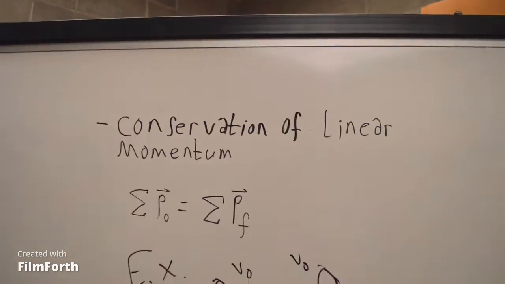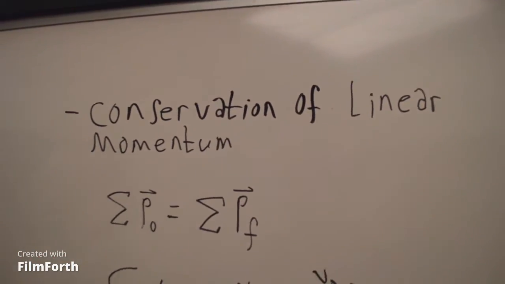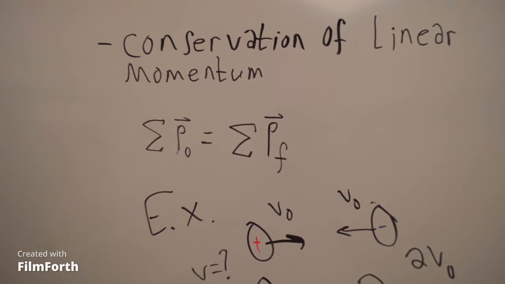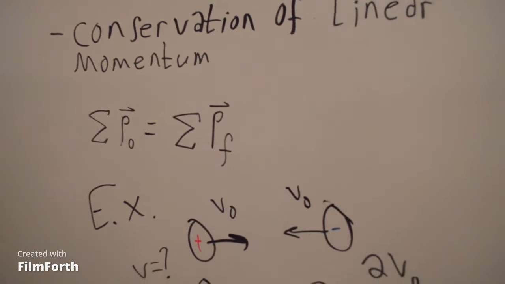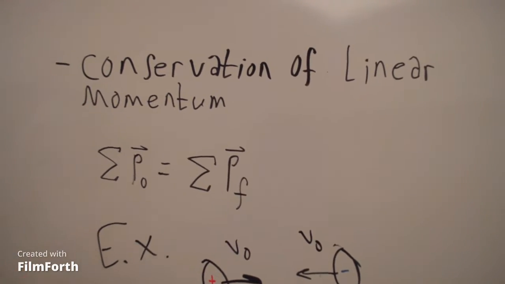Conservation of linear momentum. Like conservation of energy, which we will learn next time, it states that momentum is conserved within a closed system. So basically there's no net force. The net force is 0. No net forces are acting on any objects. So let's do an example.